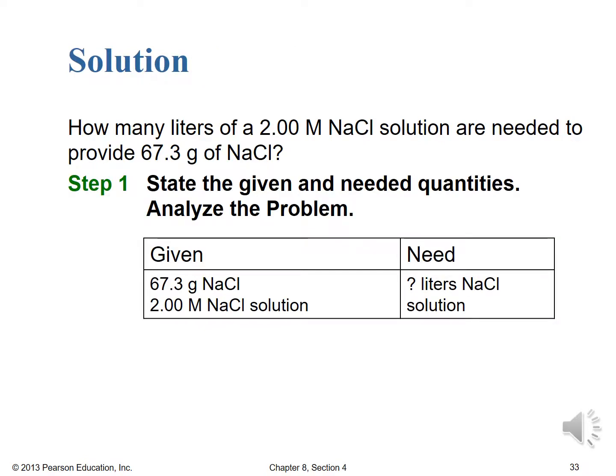Okay, step 1, state the given and needed quantities, analyze the problem. Here we're given 67.3 grams of NaCl. We're given that it's a 2.00 molar NaCl solution. What we need to know is the number of liters of NaCl solution. So that's step 1. Hopefully that was pretty easy and straightforward for you.